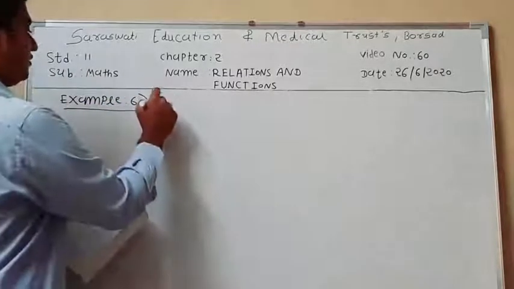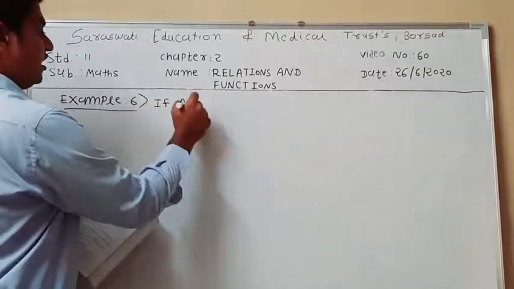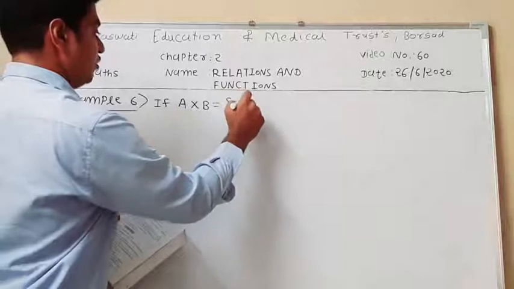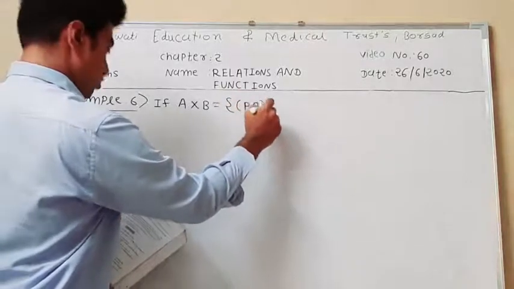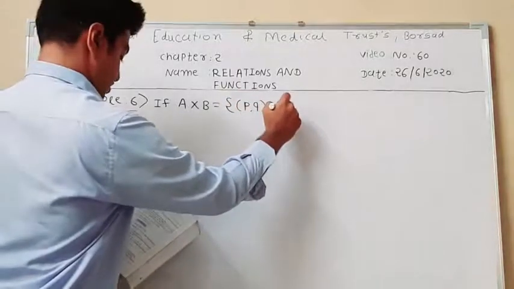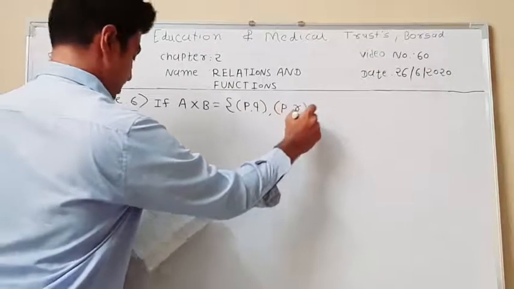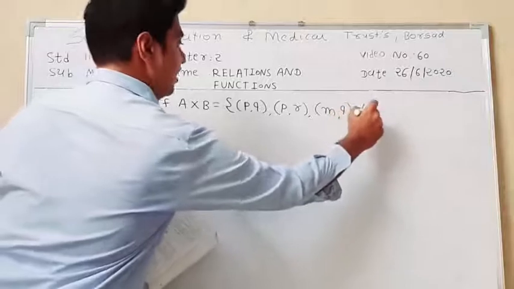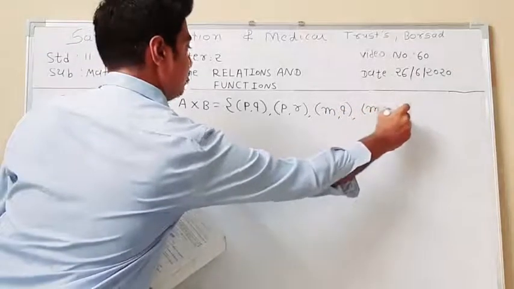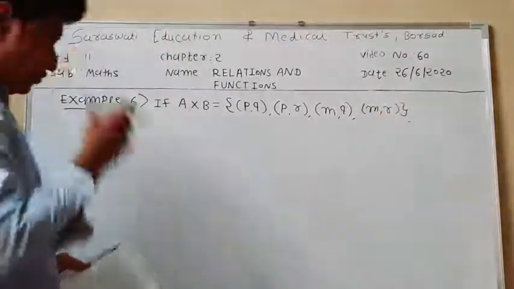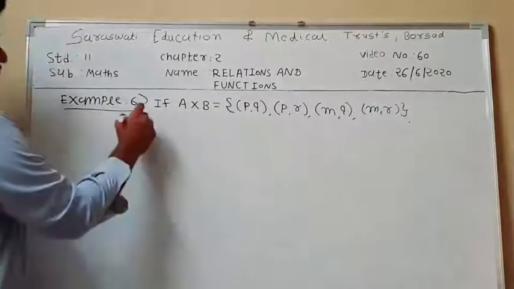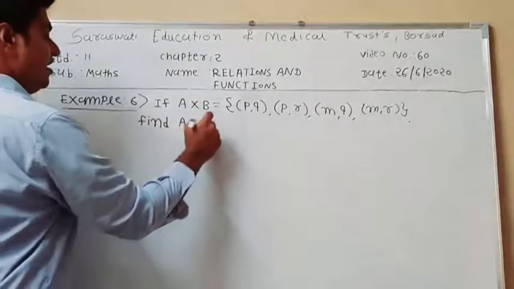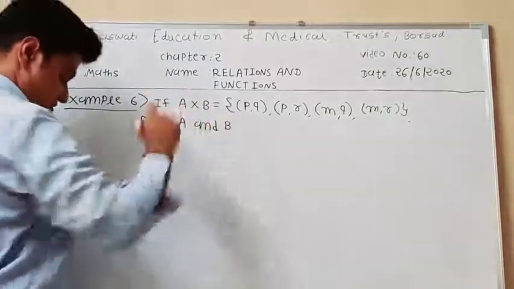If A Cartesian product B, that means the set of ordered pairs is {(P, Q), (P, R), (M, Q), (M, R)}. Our question is: find A and B.